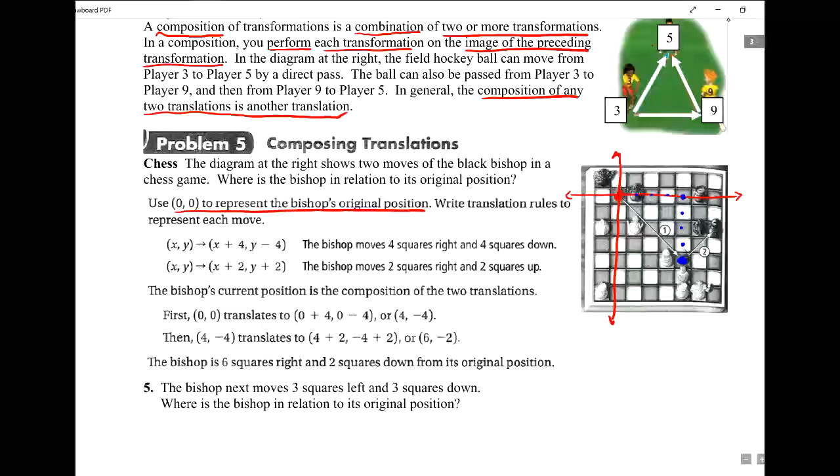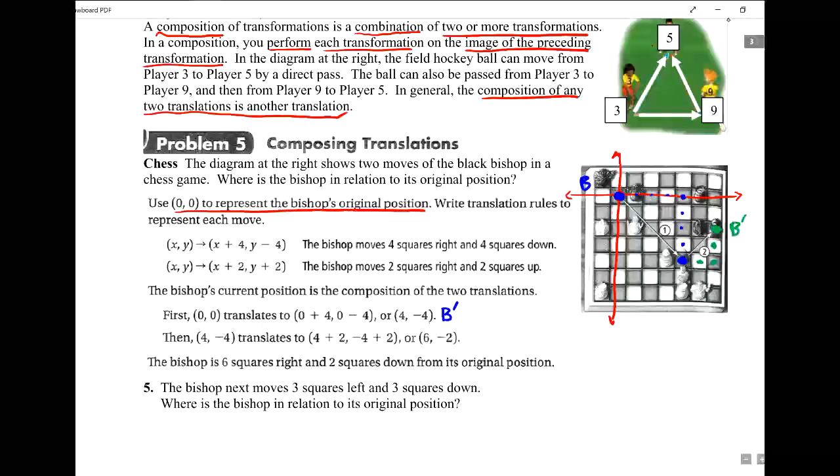This is bishop prime. This is bishop original, right here at 0, 0. Because we started at 0, 0, and we add 4 to 0, and we subtract 4 to 0, and we get 4, negative 4. All right, our second translation means that we are going to move from bishop prime, and we are going to go positive 2 in the x direction and positive 2 in the y direction.